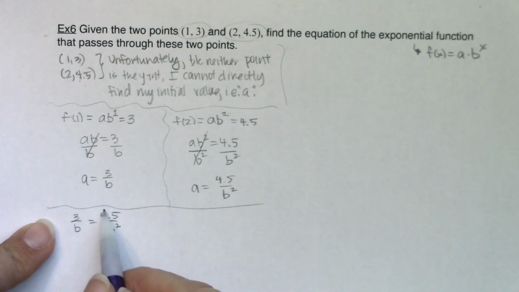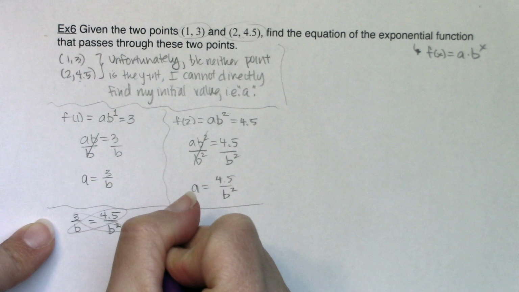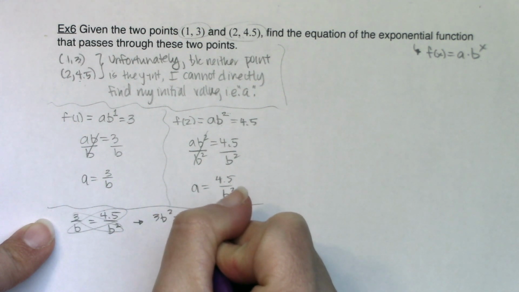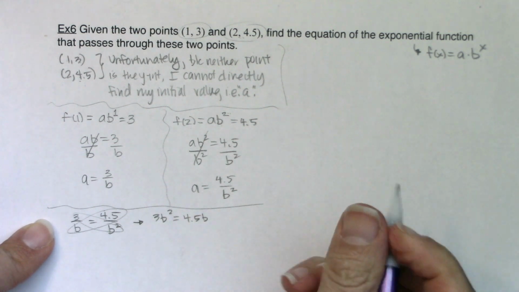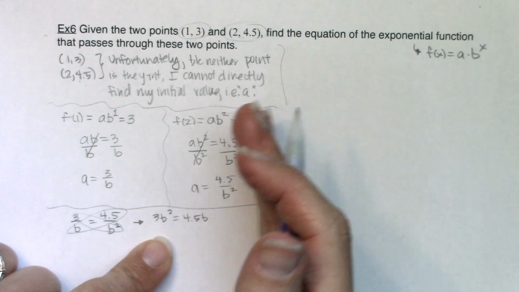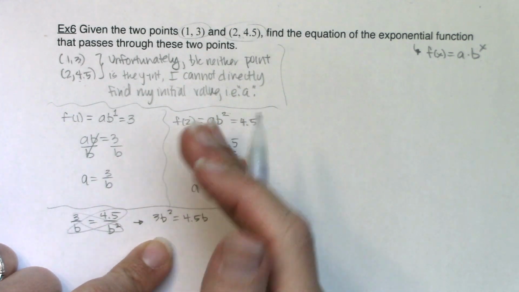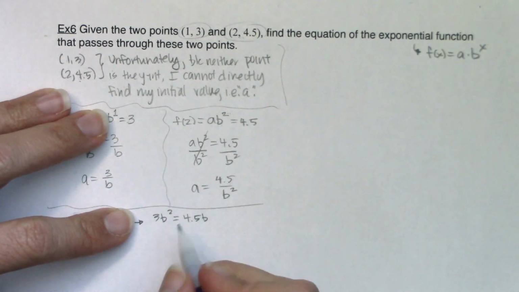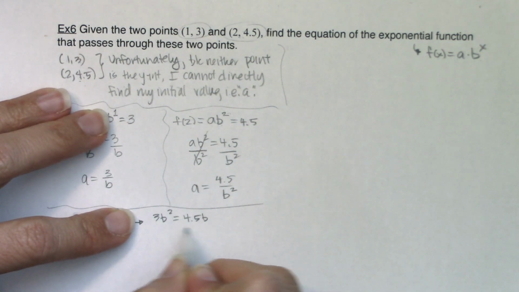And because I have 2 proportions set equal to each other, I'm just going to cross multiply. So if I cross multiply, I'm going to get 3b squared equals 4.5b. And I have a quadratic equation. So I could factor, complete the square, or use the quadratic formula. I'm going to opt to factor. So what I'm going to do is set this to 0 by subtracting 4.5b from either side.